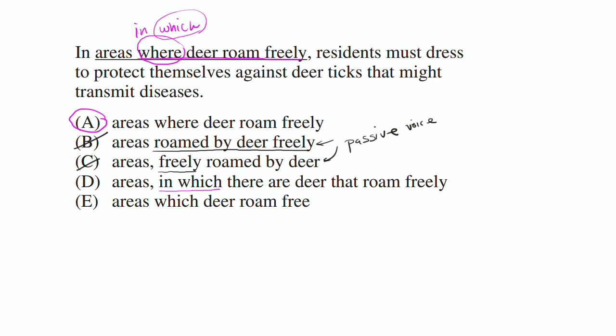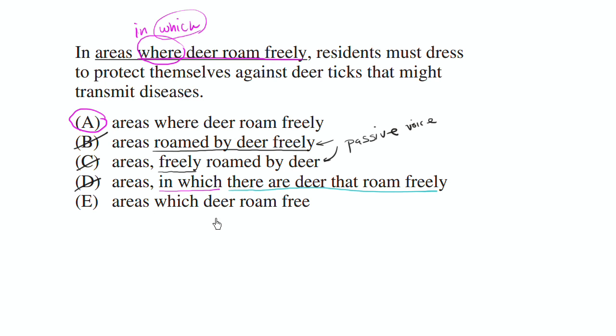The problem I have with this one is this part. There are deer that roam freely is much longer than deer roam freely. Unnecessarily long, unnecessarily wordy. And so if you can get it across in a nice, clean way, you should. And so I would rule this one out just because it's wordier and a little bit more complex than it needs to be relative to our original clause here.